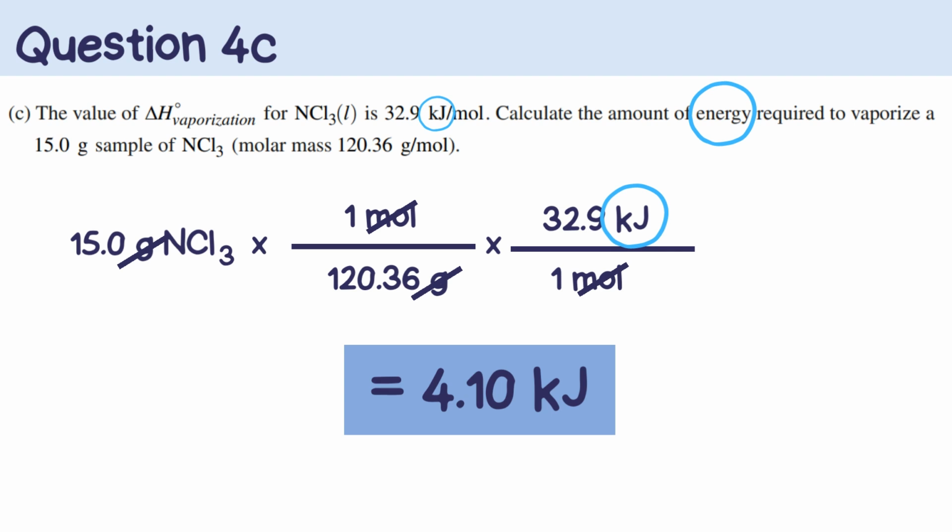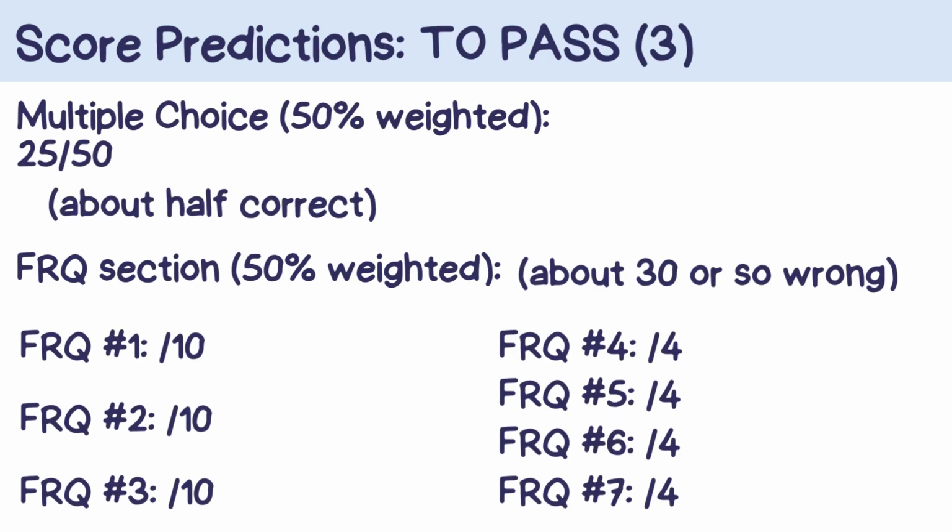That looks like the end of FRQ number 4. Not too bad. There was a lot of stoich and some IMF review, but overall not like the worst FRQ I've seen. And again, here are the score predictions for a 3, as well as a 4 and a 5. Again, these are not the official AP College Board score predictions. These are mine. This is just kind of like an estimate, I guess.